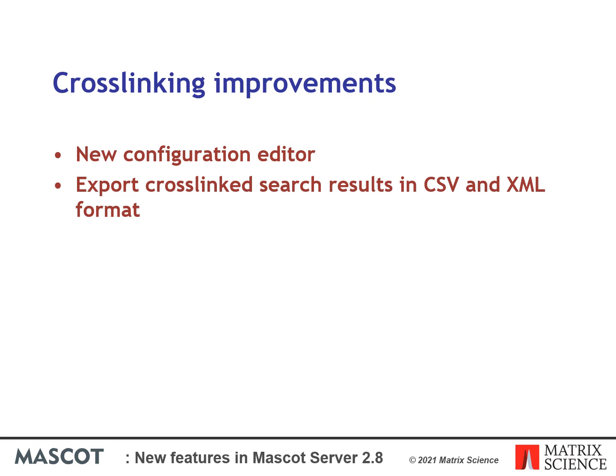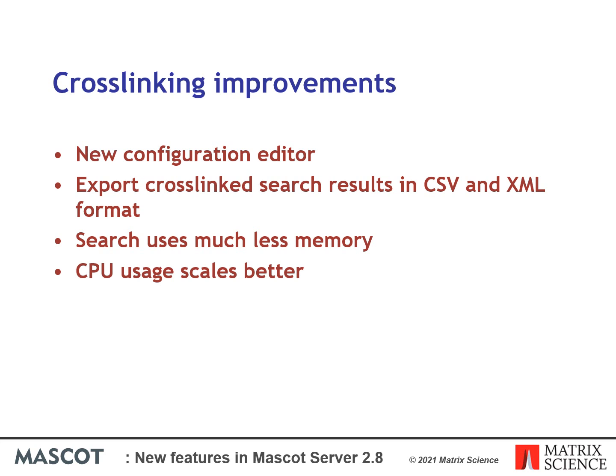You can now export integrated search results in CSV and XML format. The output file contains both linear and cross-linked matches, including any monolinked peptides. The cross-linked part of the database search uses less memory than in Mascot 2.7. We've also improved CPU scaling with cross-linked searches.